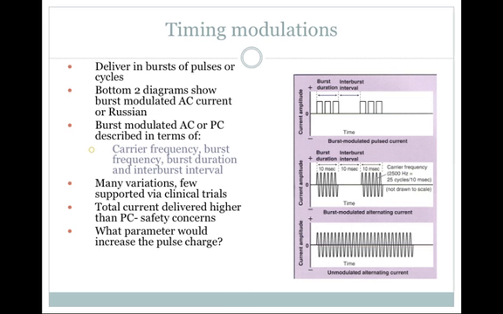Okay, so a lot of different variations here, but if I ask the question, what parameter would increase the pulse charge? The answer there would be that I'm going to either decrease my interburst interval, or increase my burst duration. Some of that's going to depend on what the manufacturer is giving you as something to vary. That's going to be analogous to our phase duration that we already saw.